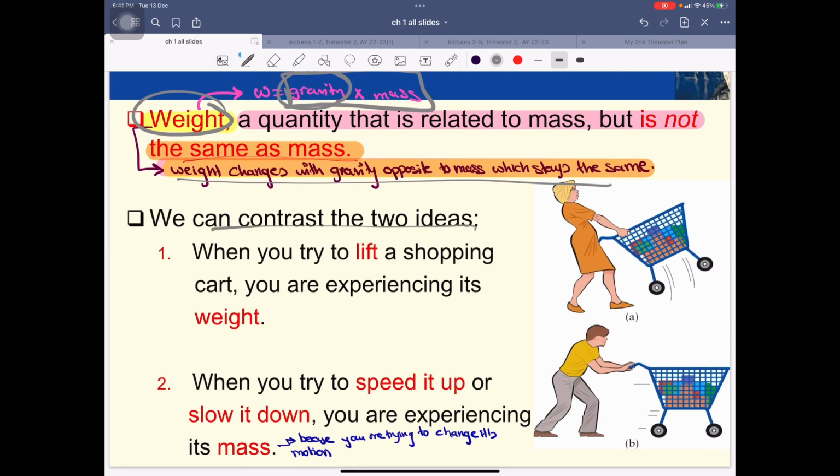Here we have two contrasting ideas. Here we have a woman who is lifting a cart, and here a man who is pushing the cart. When you try to lift a shopping cart, you're experiencing the weight. Why would I lift a cart? It's literally so much work and so much harder compared to when I want to push a cart.